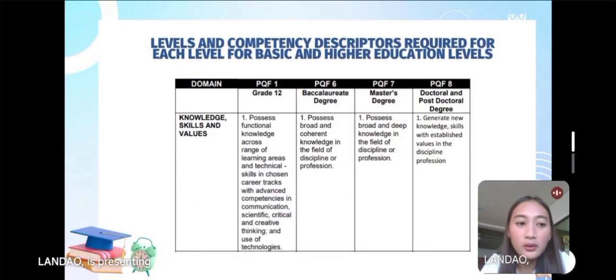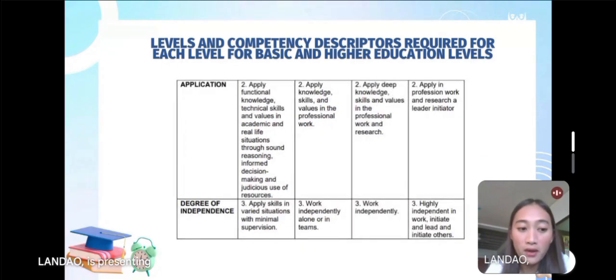So next we have the level and competency descriptors required for each level for basic and higher education levels. So we have the PQF1 or the grade 12, PQF6 the baccalaureate degree, PQF7 the master's degree, and the PQF8 doctoral and postdoctoral degree. So we have the domain: the knowledge, skills, and values, application, and degree of independence.